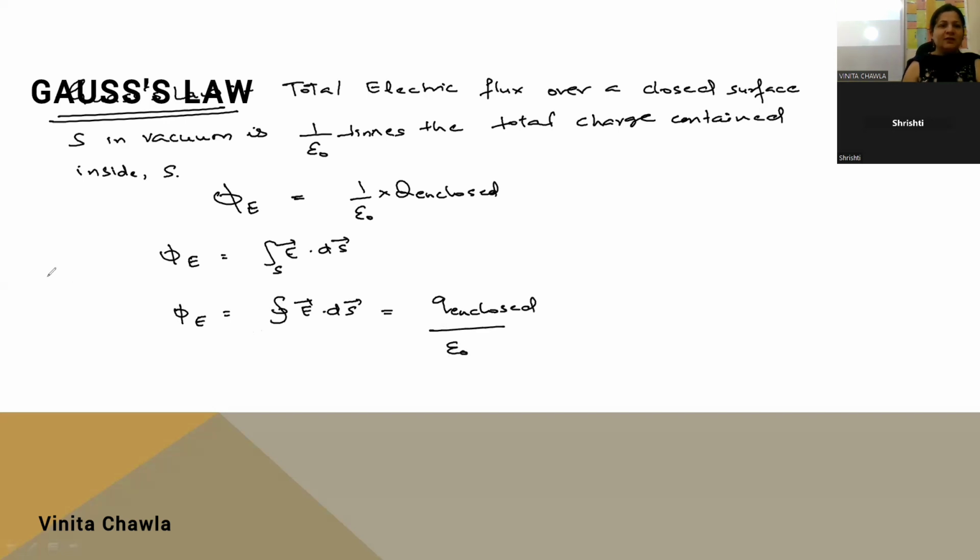divided by epsilon naught. What is epsilon naught? Permittivity of free space. Epsilon naught is the permittivity of free space. Okay. And charge enclosed means, enclosed charge means we are considering a surface and it includes all those charges which are inside the closed surface. All those charges which are inside the closed surface.